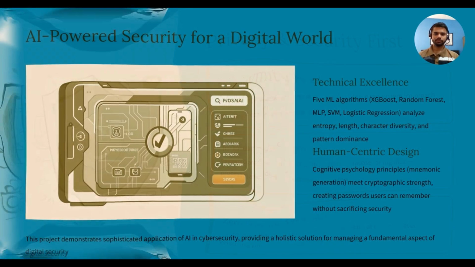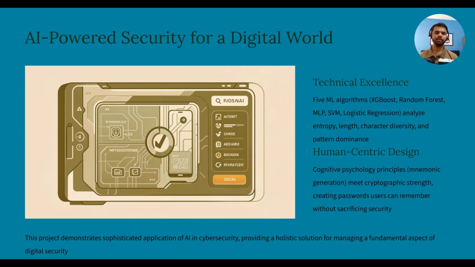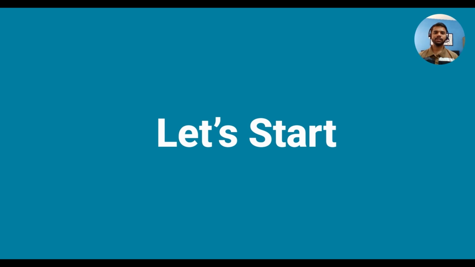This slide speaks about the multiple ML models that I have used, which are XGBoost, Random Forest, MLP, SVM, and Logistic Regression, which analyze the entropy, length, character diversity, and pattern dominance. Based on that, the models are trained. I have also tried to create a human-centric design, which tries to meet the cryptographic strength, creating passwords users can remember without sacrificing security. Now, let's start.